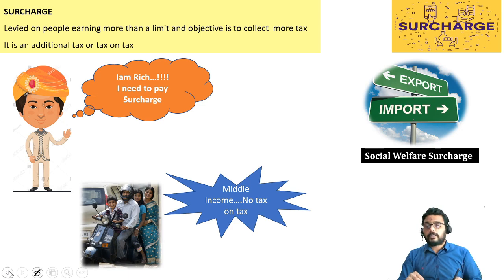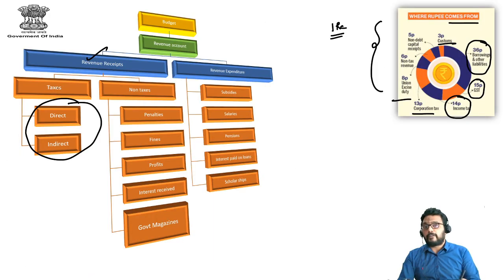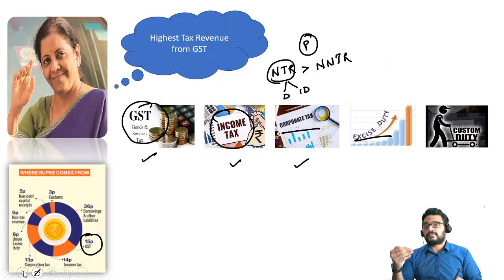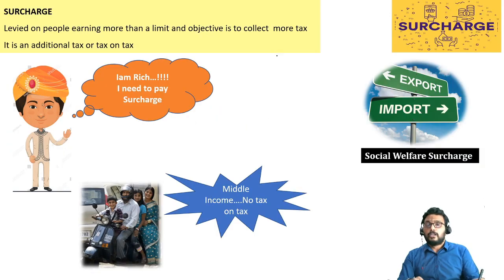Now, apart from the taxes as well as the non-taxes, which are majorly direct or indirect, whether it is income tax, corporate taxes, GST, etc., the government also earns from special entities like cess and surcharge. So we'll study what cess is and what surcharge is. We'll talk about surcharge first and cess later.